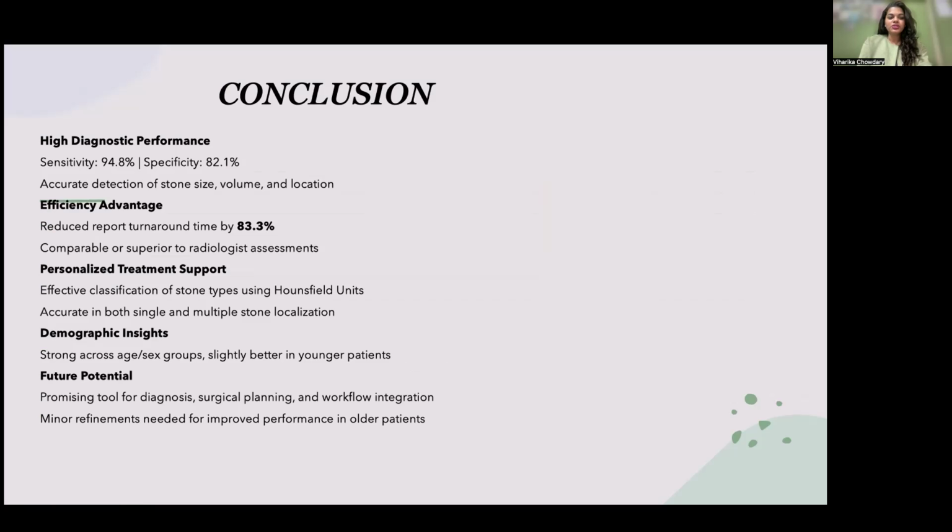And conclusion, here we can see AI's strong performance in kidney stone localization and characterization. These results demonstrate AI's potential to support quick and accurate diagnosis and guide personalized treatment plans. So there is more future potential for this. That is what our study demonstrated.